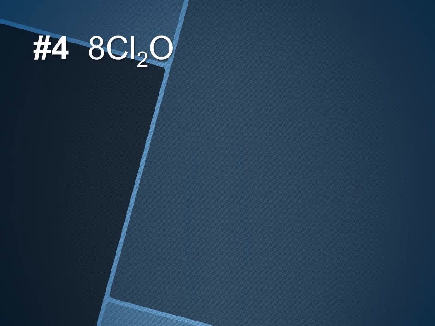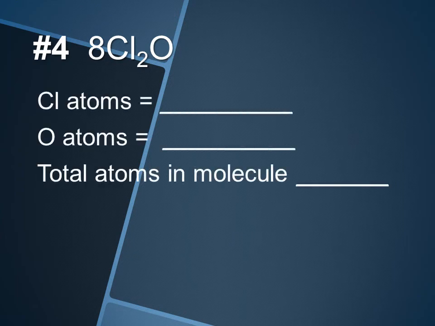Okay, so let's try one where we have 8 total Cl2O molecules. So how many Cl atoms would we have? Well, I'll give you a second to think about it. So, did you look and see how many Cl's there are? There's 2. But you have to multiply that by the 8 because there's 8 of them. So that would be, what, 16? And for your O's, there's a little imaginary 1 right here. So you have to take your 1 times your 8. So then your total molecule, so 16 plus 8 would be 24.